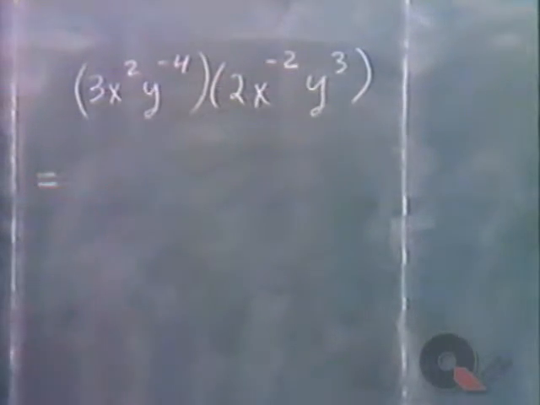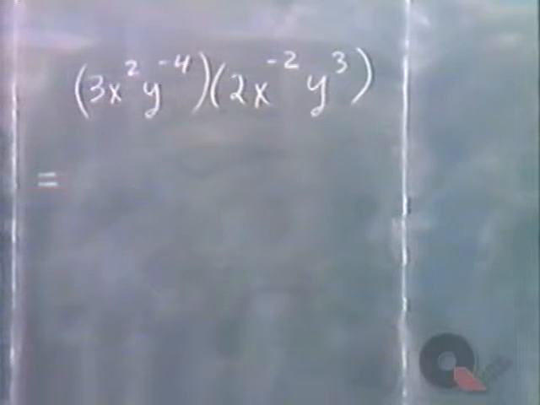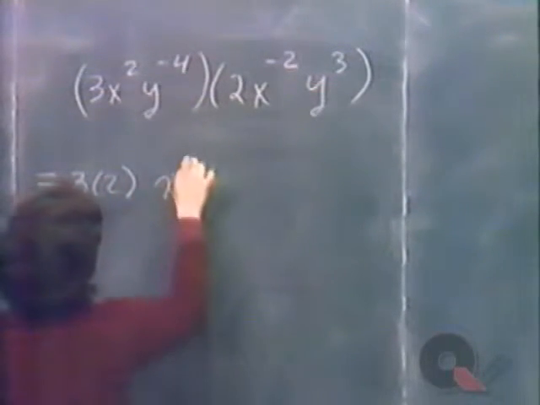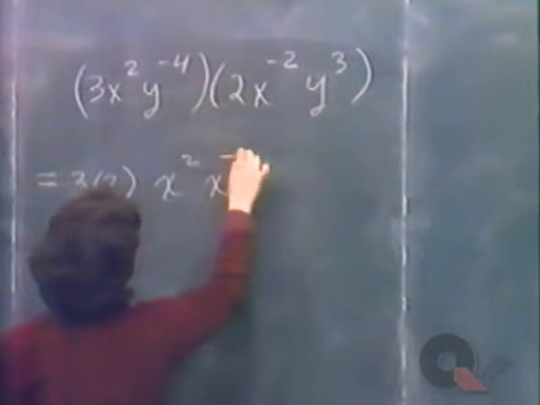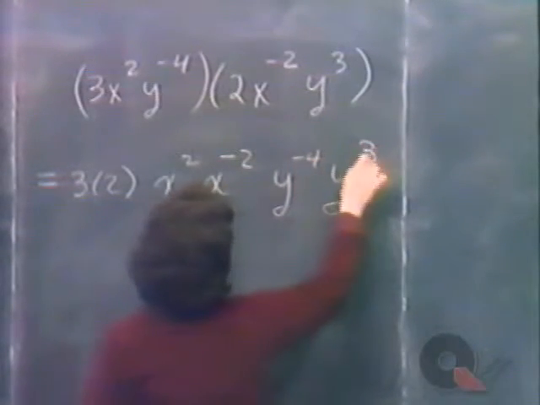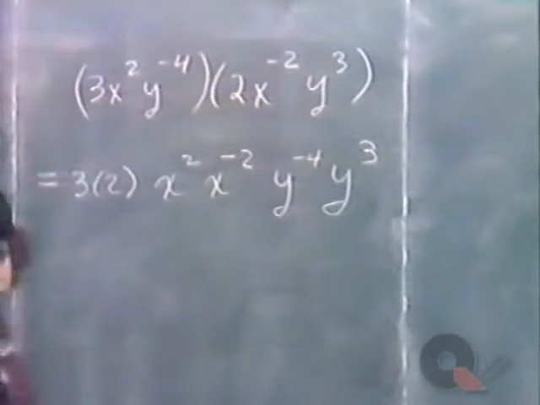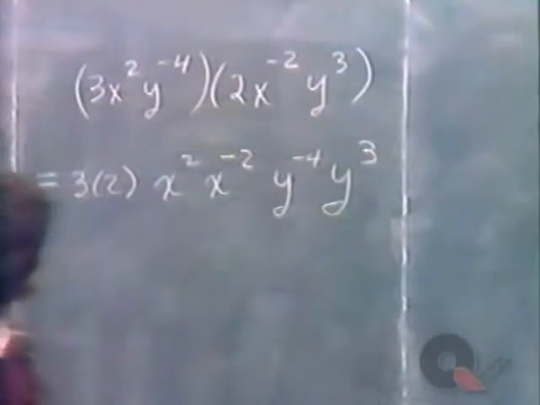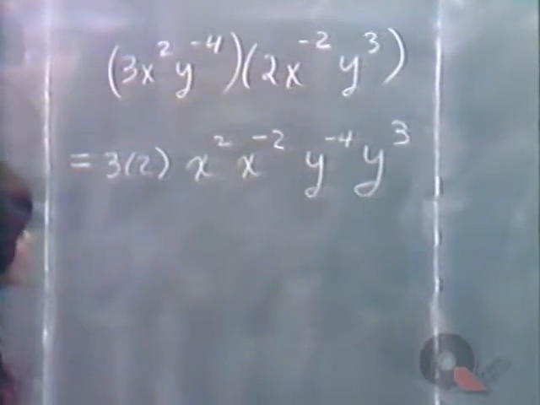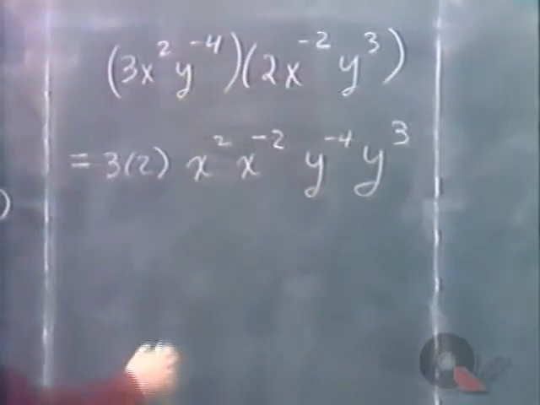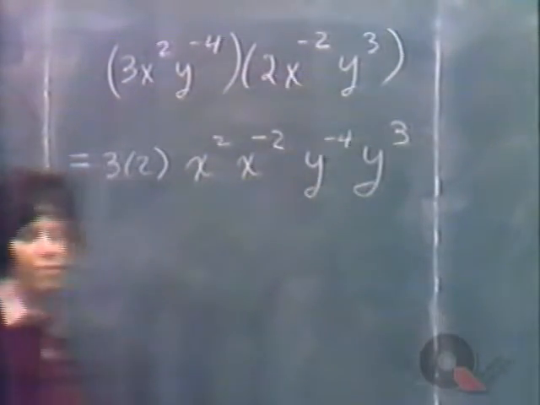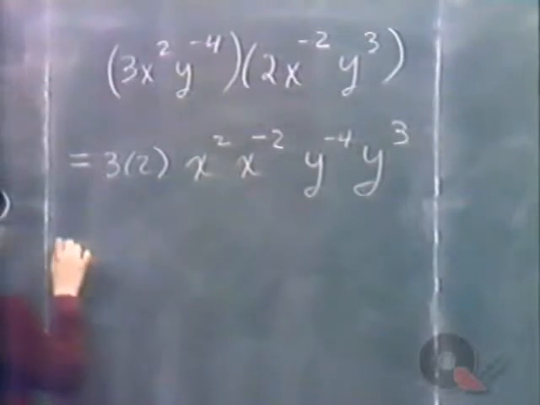Okay. In a problem like this, I'm going to rearrange the terms so that we have 3 times the 2, x to the second times x to the minus 2 power, and then the y is y to the minus 4, y to the 3rd. I'm just rearranging the order of the multiplications using various laws, for example, the commutative law and associative laws. Now, it's a good idea to just make up your mind. I usually put the constants first, then the x's, then the y's. I use alphabetical order on the variables, just so that I can keep track of what I have.